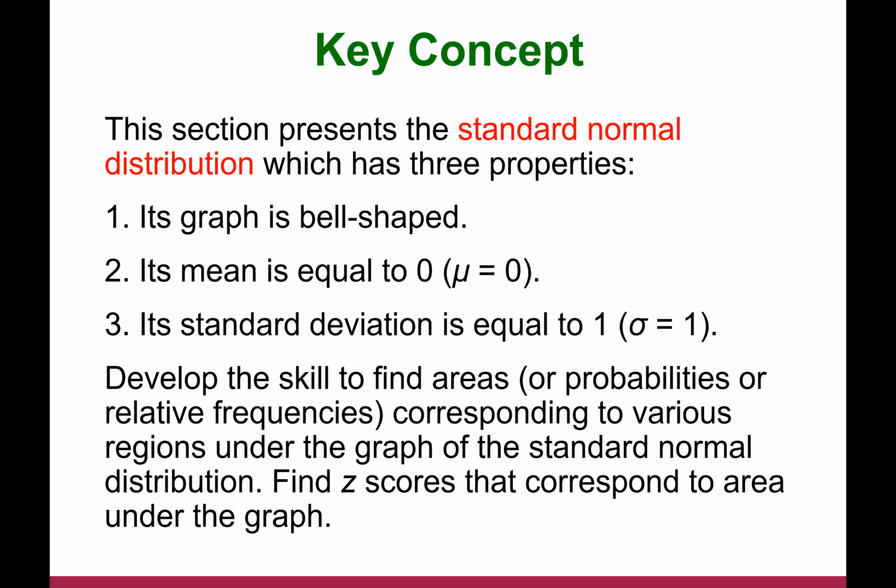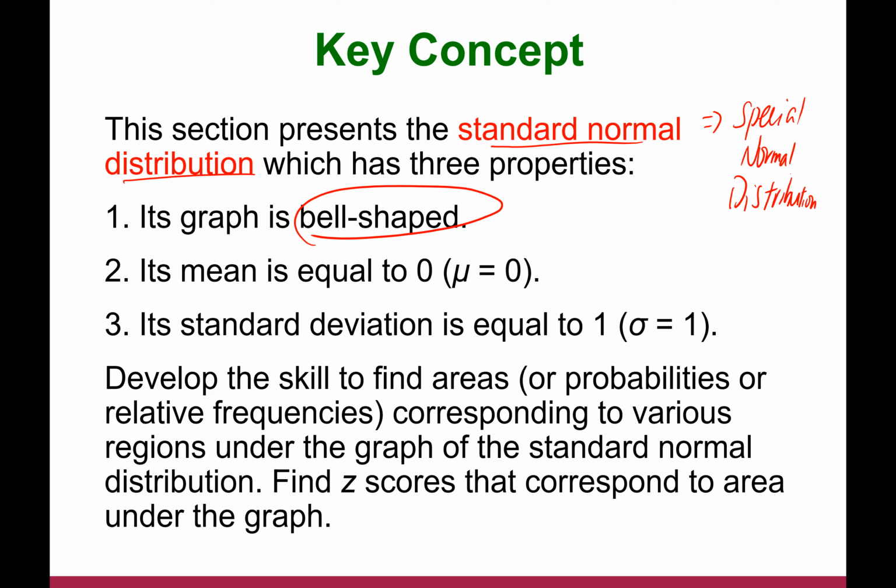So before we get to the normal probability distribution, let's start with the standard normal distribution. Again, the standard normal distribution is a special normal distribution. And the special thing about the standard normal distribution is the graph is still a bell-shaped curve. We still use a bell curve to represent a standard normal distribution. And the mean is equal to 0, mu equals 0, standard deviation equals 1.